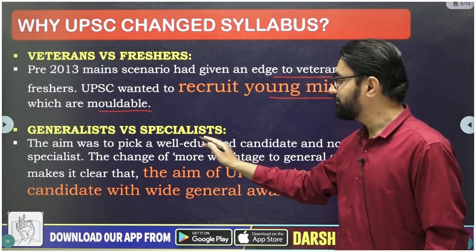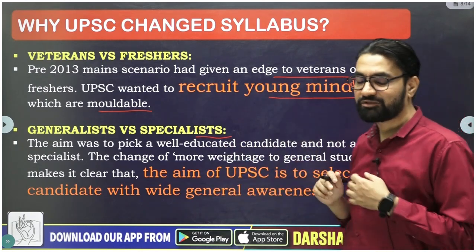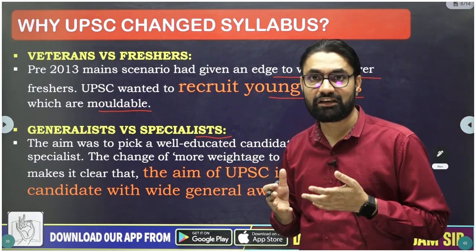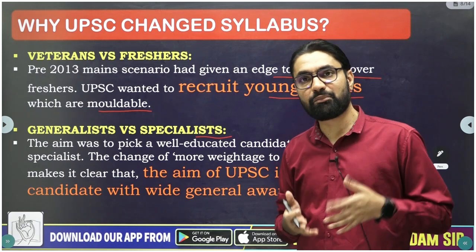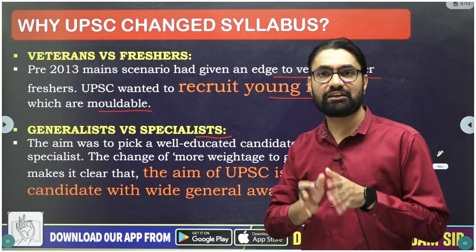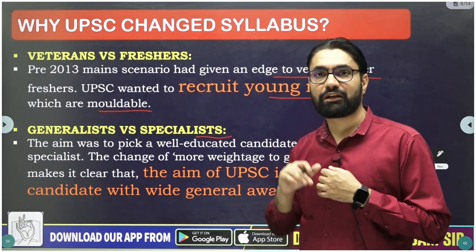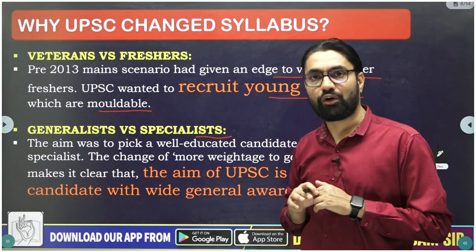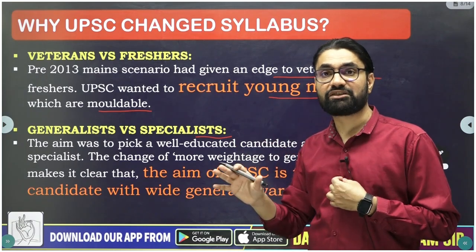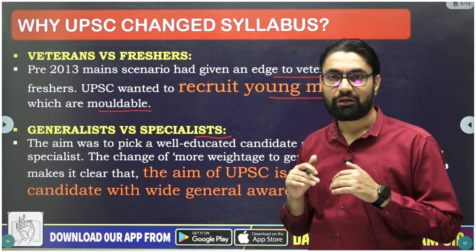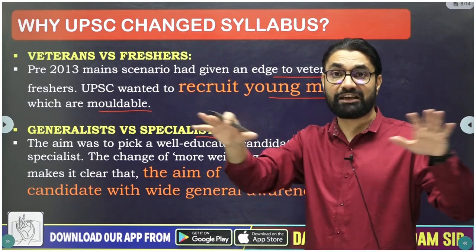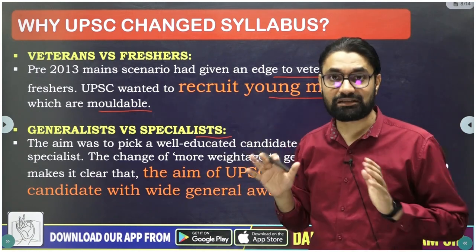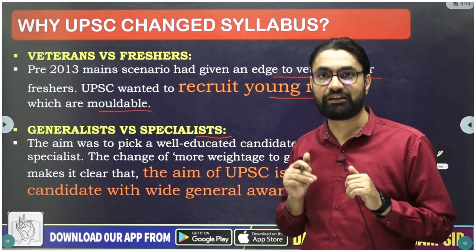Then generalist versus specialist. See again, in the old syllabus the focus was more on the specialist: 2 optional papers, a 1200-mark optional, and an optional in prelims too. So if you are a specialist in history and geography, take these 2 optionals and you will crack it, or anthropology, sociology, or any 2 optionals. But now they don't want this specialist officer, they want a generalist, who has basic awareness and a wide, open-ended understanding of all the disciplines.